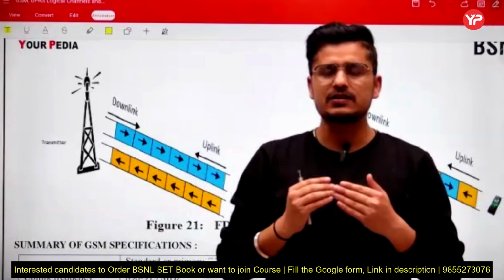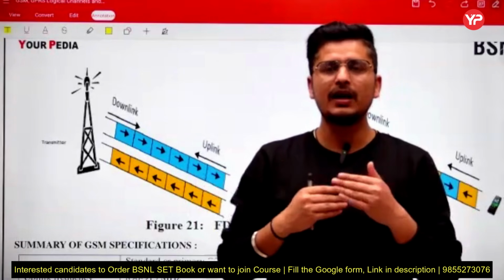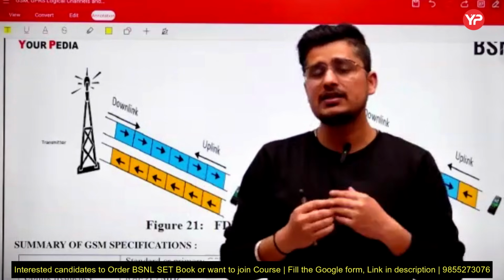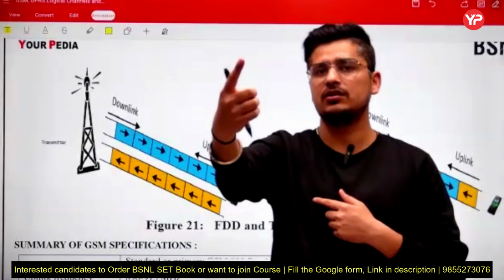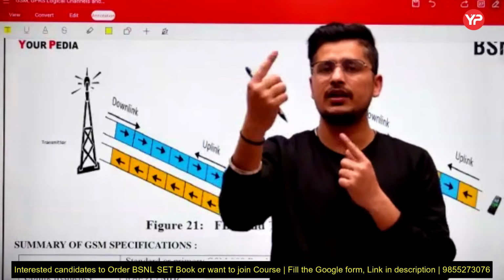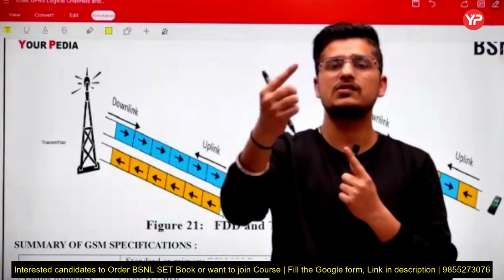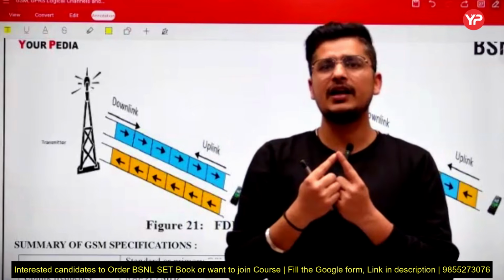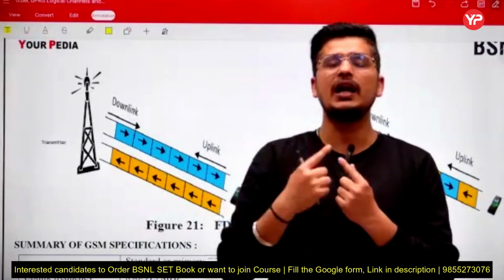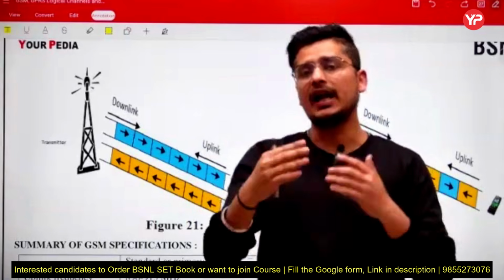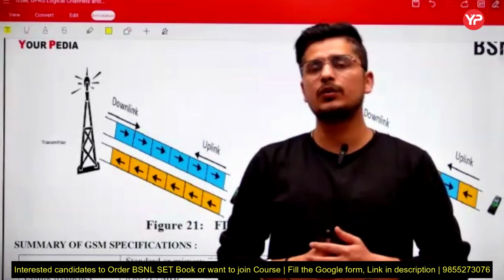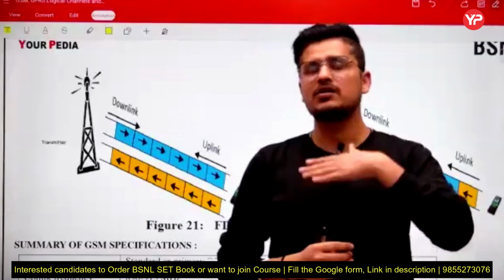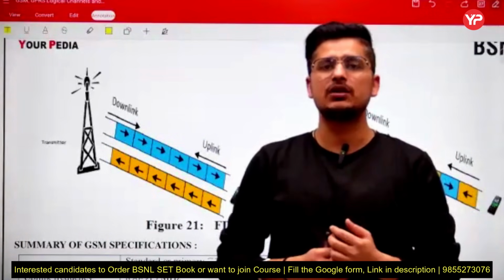Whenever we are transmitting the information from a mobile station to your tower, I am the transmitter and your tower is the receiver. In the next 5 milliseconds, your tower is transmitting the information, so it is the transmitter and I am the receiver. In that way we do the duplexing, meaning two-way communication: I am transmitting information and the tower is transmitting information.